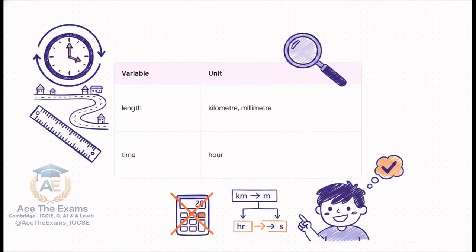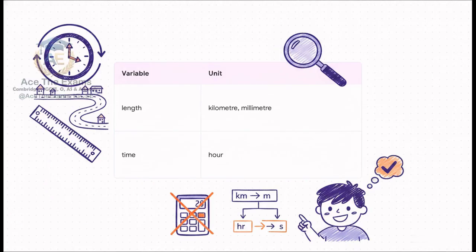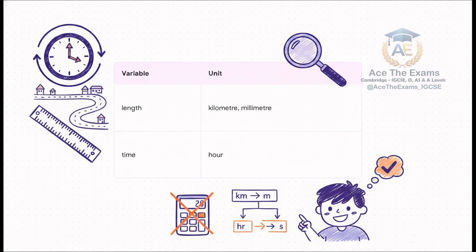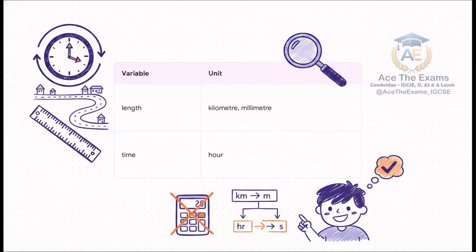But here's where it gets tricky. Examiners take this baseline and use it to set deliberate traps. Sometimes they will give you different non-standard units for these exact same variables. An exam question might casually give you length in kilometers or millimeters and time in hours. If you take those alternative units and drop them straight into your equations without converting them back to your base SI units first, well, your final calculation will be entirely wrong and you will bleed marks.